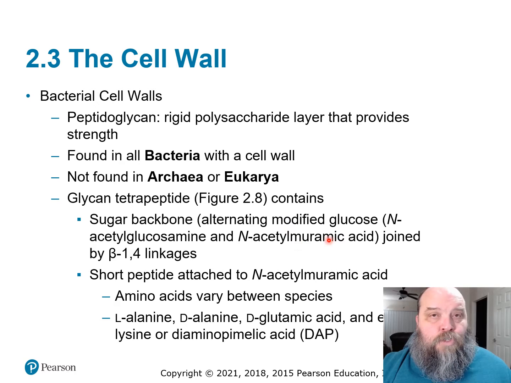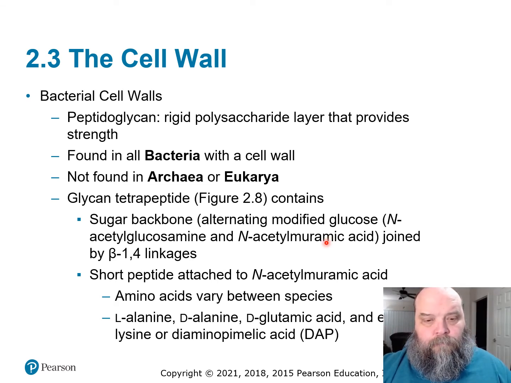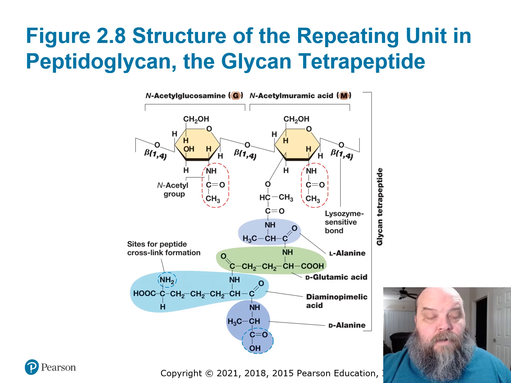NAG, NAM, the two sugars, and they're basically going to be NAG, NAM, NAG, NAM, NAG, NAM, just linked together in a polymer. The tetrapeptide, well, that can vary species to species a bit, but for the most part L-alanine, D-alanine, glutamic acid, lysine are going to be some of the main players.